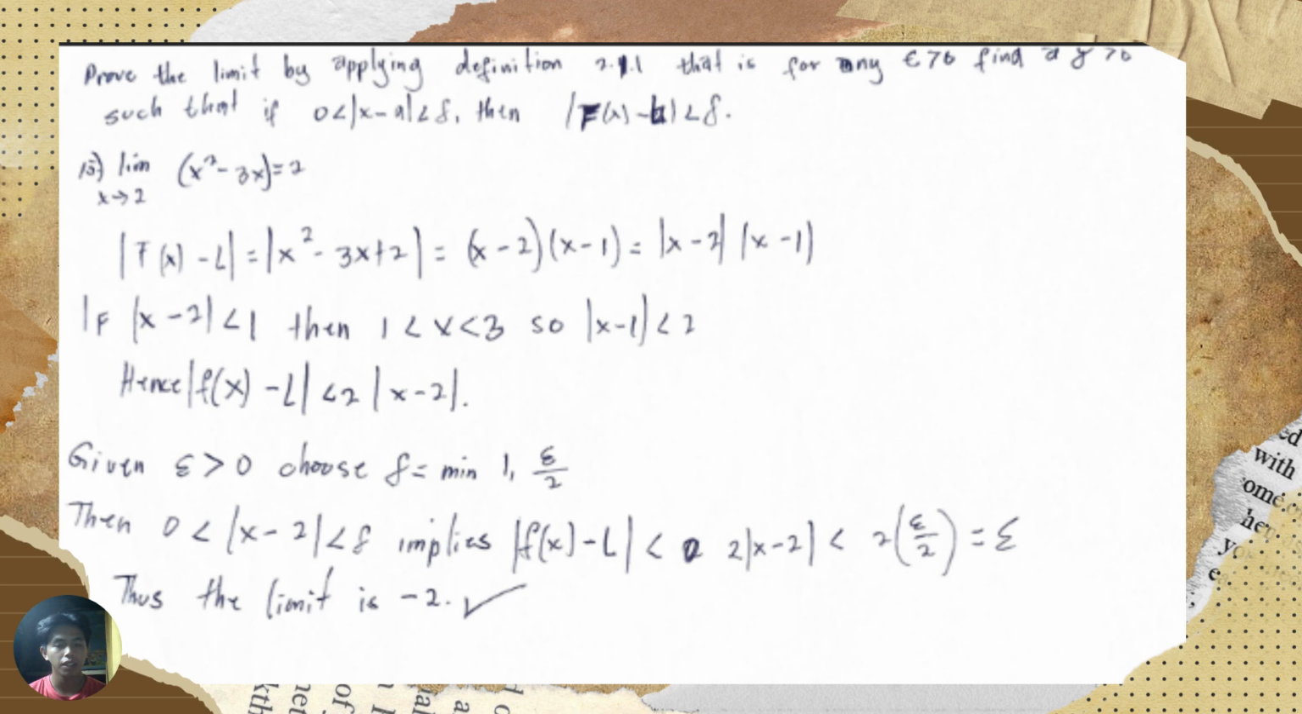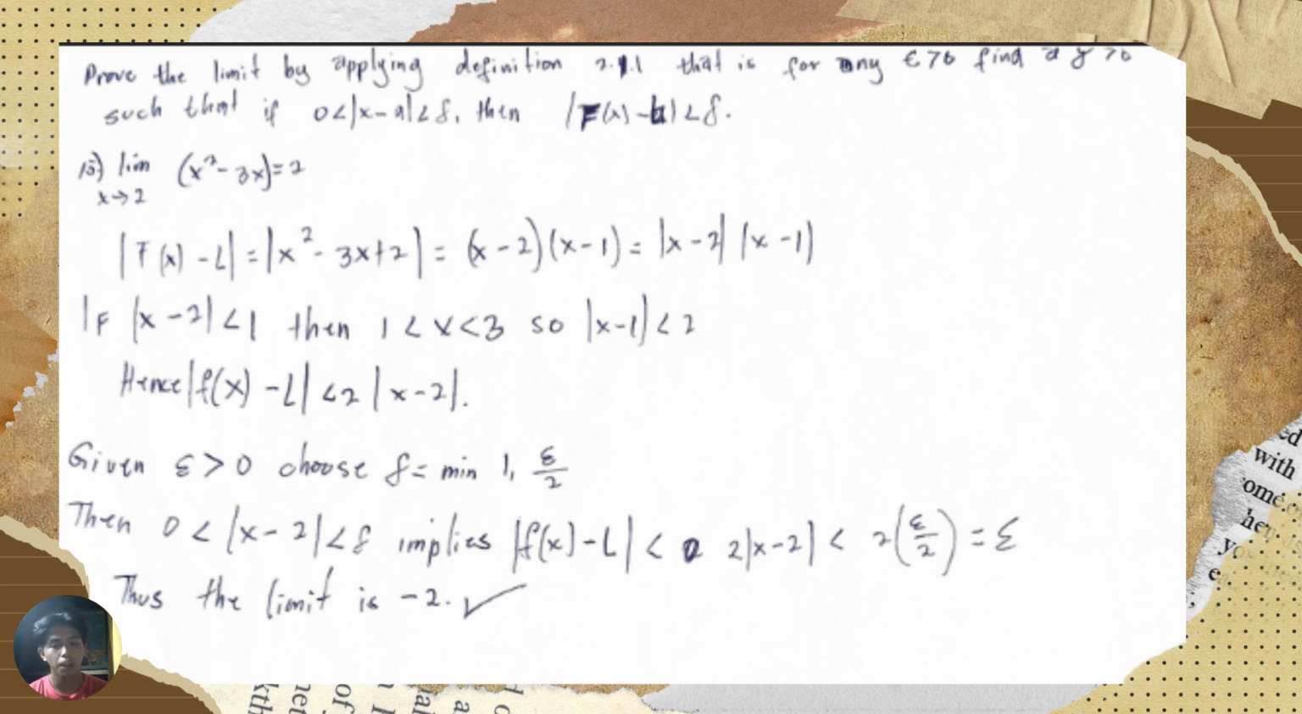So in the given, we have delta greater than 0. So we choose delta equal to the minimum of 1 and epsilon over 2. So that if 0 is less than the absolute value of x minus 2 is less than delta, it implies that the absolute value of f of x minus L is less than epsilon.